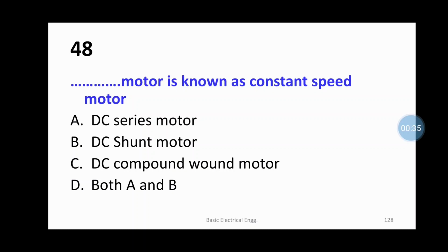Next one is dash motor is known as constant speed motor. Please do identify: series motor, DC shunt motor, DC compound motor, both A and B. For a constant speed motor, we can select a DC shunt motor. DC shunt motor will be used as a constant speed motor, especially in elevators, where constant speed is required. You can go ahead with DC shunt motor. You have to inspect the speed torque characteristics, then you will understand.